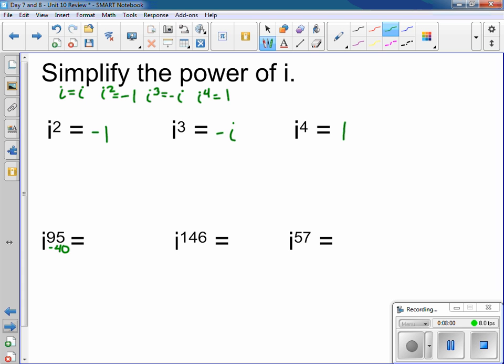So 95 minus 40 leaves me with 55. I can subtract off 40 again and I get i to the 15th.